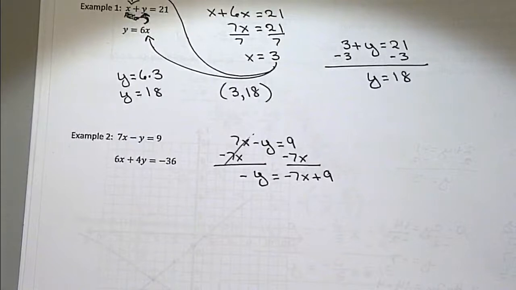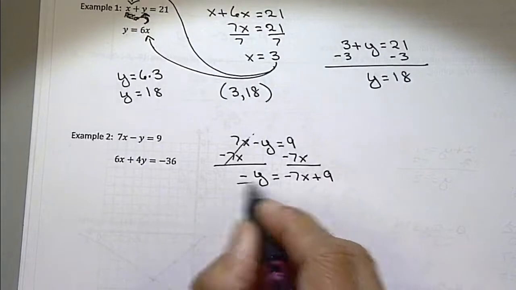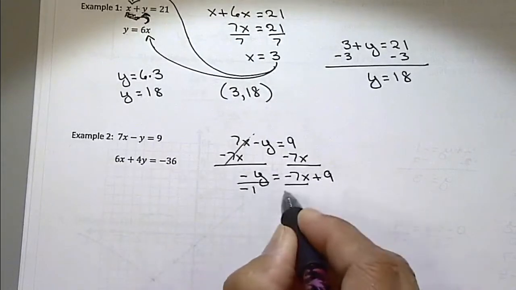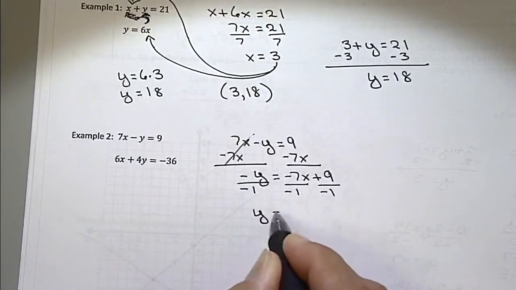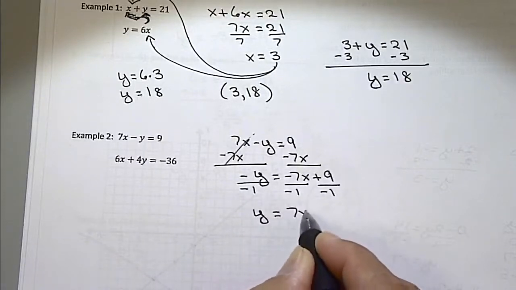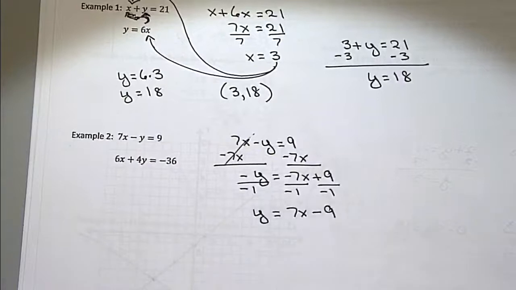Yeah, divide each term by negative 1. In essence, all you're doing is changing the signs, right? I'm going to divide each term by negative 1. I'll have a positive y is equal to a positive 7x, and that's going to be a negative 9.